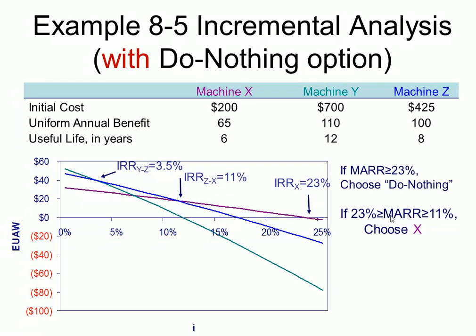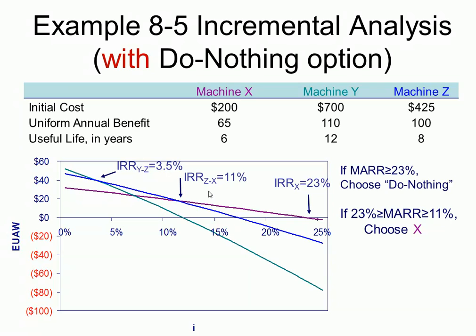If the minimum attractive rate of return is smaller than 23%, we're getting this 23% that's larger than MARR, so we're benefiting from investing the money into X, as long as the minimum attractive rate of return is larger than 11%, because at 11% is when we actually can invest. If it's higher than 11%, we can invest in Z, which is a higher rate.